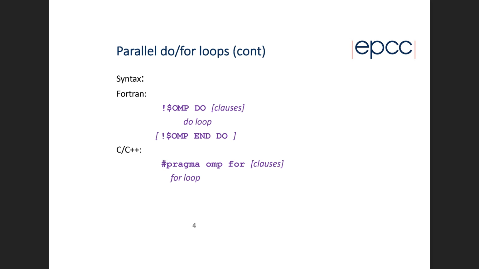For C and C++, it's #pragma omp for, followed immediately by the for loop. So the thing to be aware of here is that the for loop itself cannot be enclosed in a pair of curly braces. The very next thing that appears after the OpenMP for directive must be the C for loop. So you can't put an extra set of curly braces round the outside of the for loop.